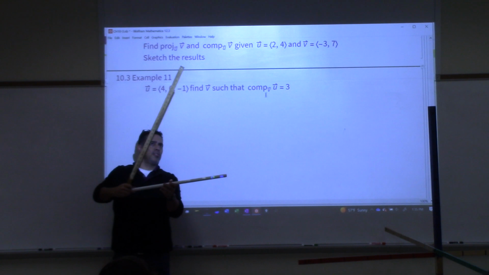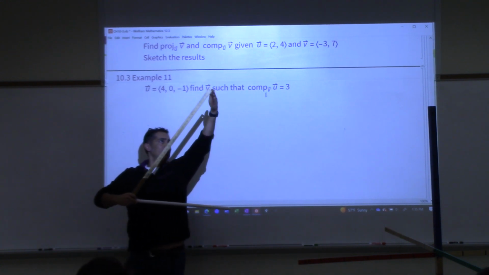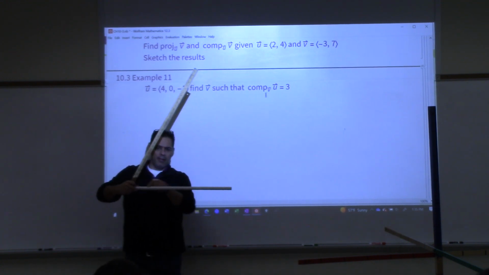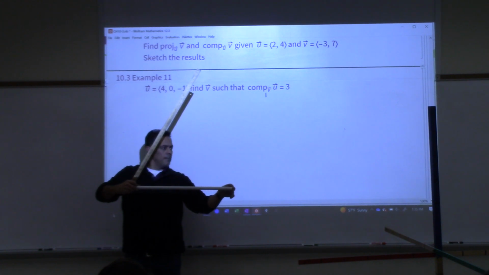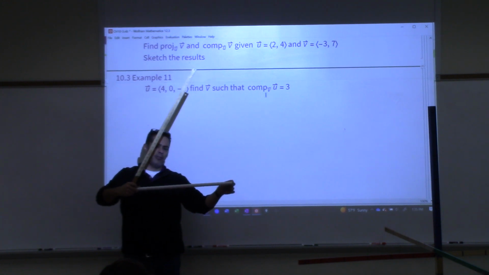Let's just say I hold this in the right way, so that if you drop straight down from here to here, that length is 3. Shouldn't there be almost an infinite amount of vectors, where just the same direction is what matters? Well, would it be in the same direction?